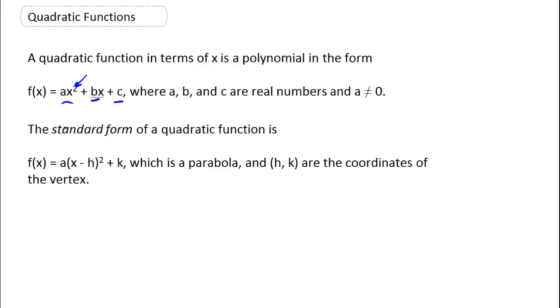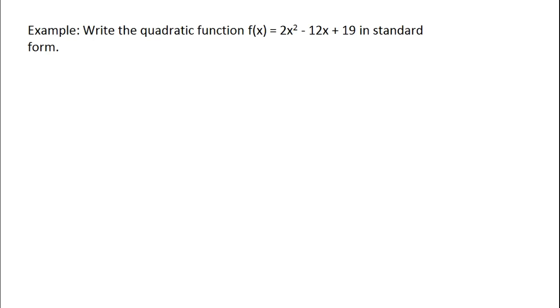The standard form of a quadratic function is f(x) = a(x − h)² + k, and that gives us a parabola when we graph it. h and k are the coordinates of the vertex of the parabola. We'll talk about what a does in a little bit. But first, let's figure out how to write a quadratic function that looks like this into standard form.